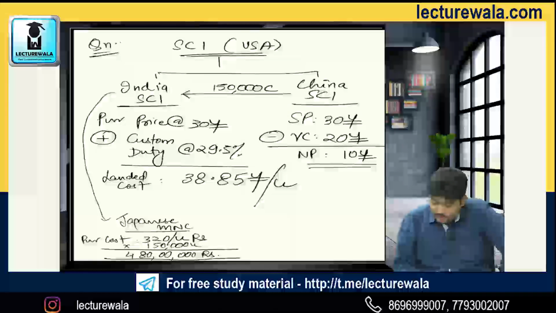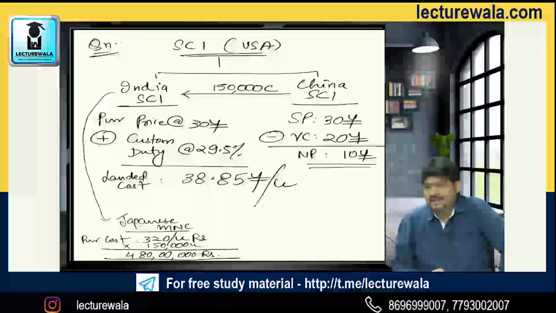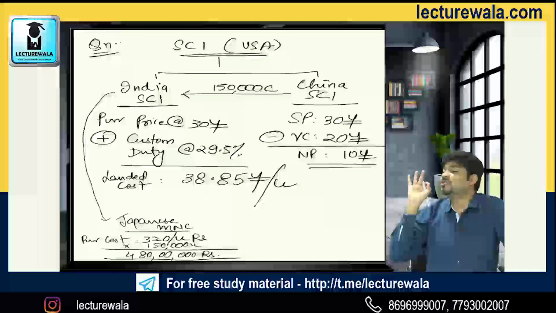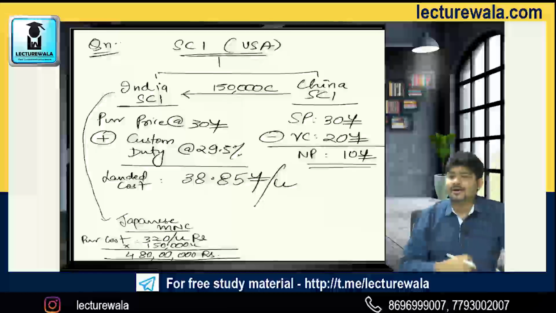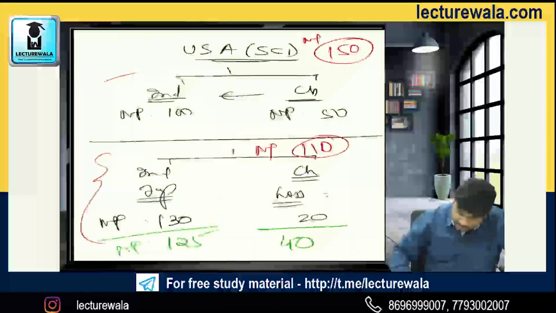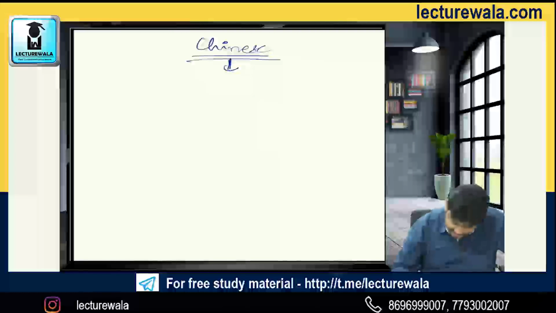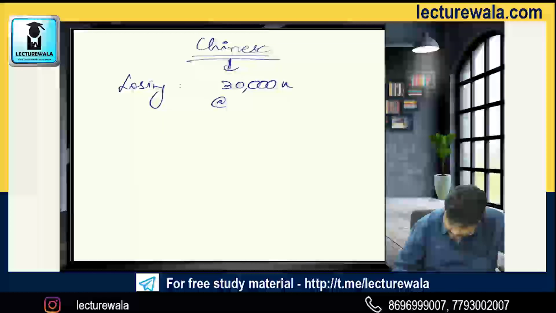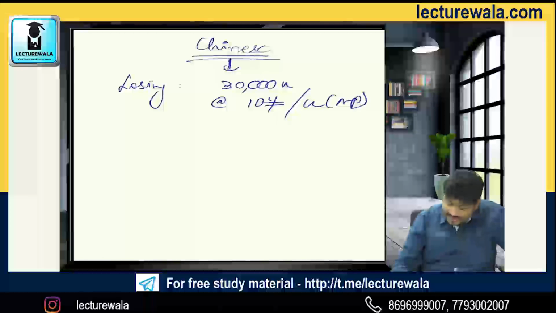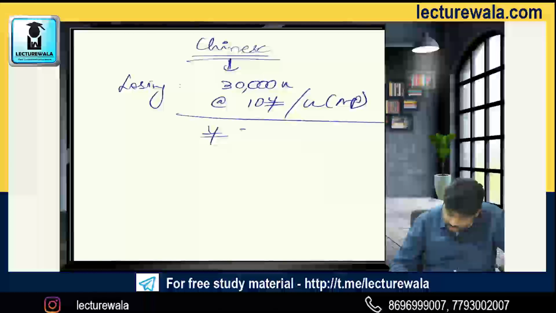For every unit, how much were they earning? Net, for every unit they were earning 10 yen. We are concerned with the net profit, right? So for 30,000 units they are going to lose 3 lakh yen. So we will tell the Chinese subsidiary, brother, you are losing on 30,000 units at the rate of 10 yen per unit, which is the profit. So can I say you are losing out on 3 lakh yen?